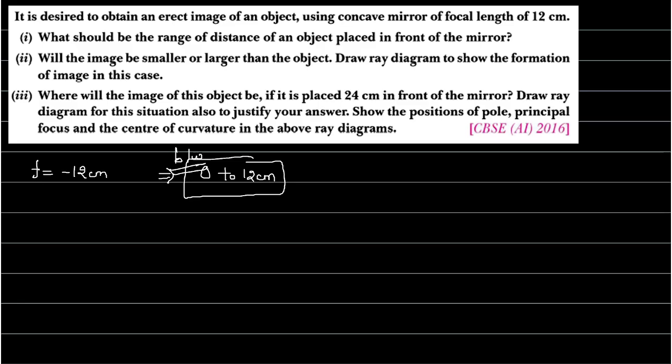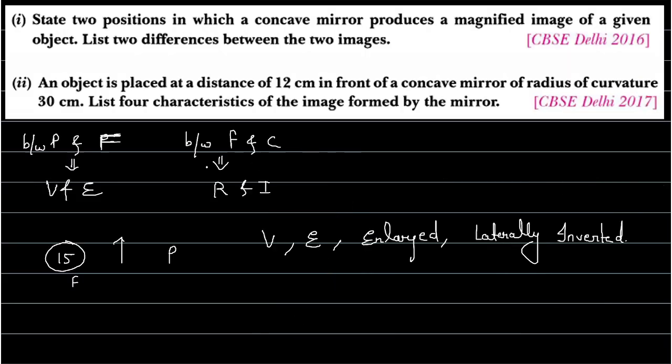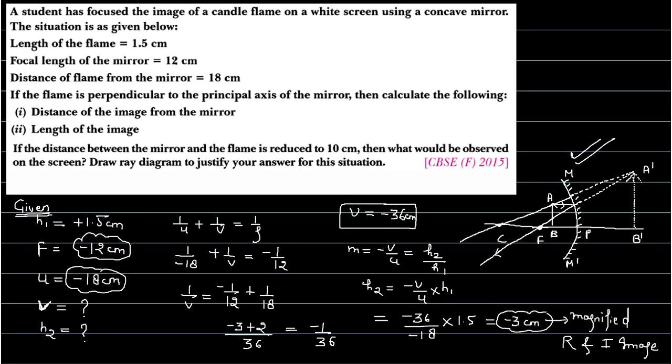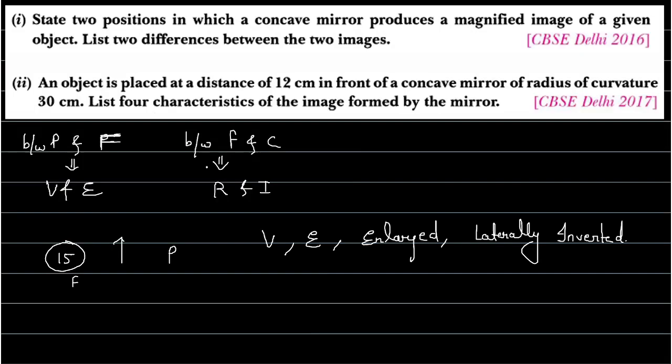Will the image be smaller or larger than the object? Obviously it would be larger. Ray diagram we have already drawn here, right? This would be the ray diagram.